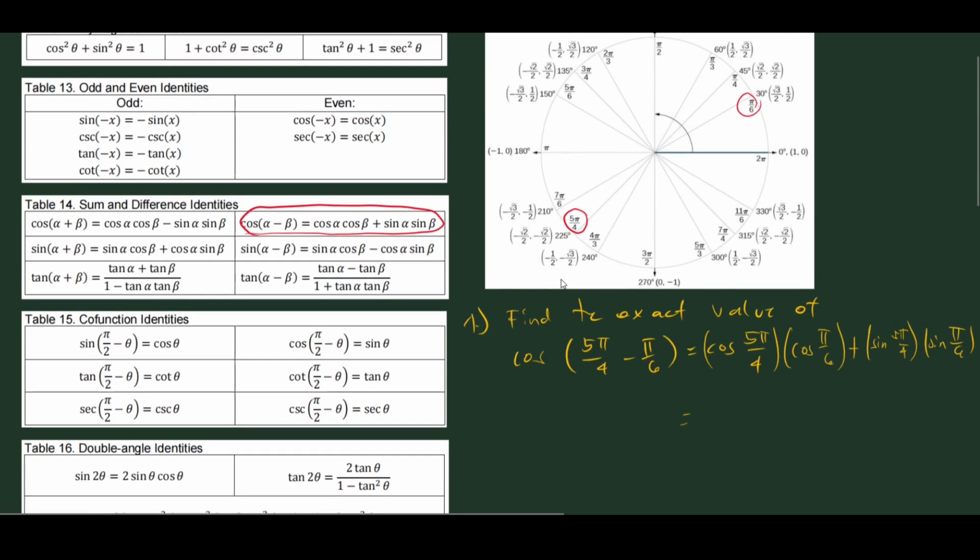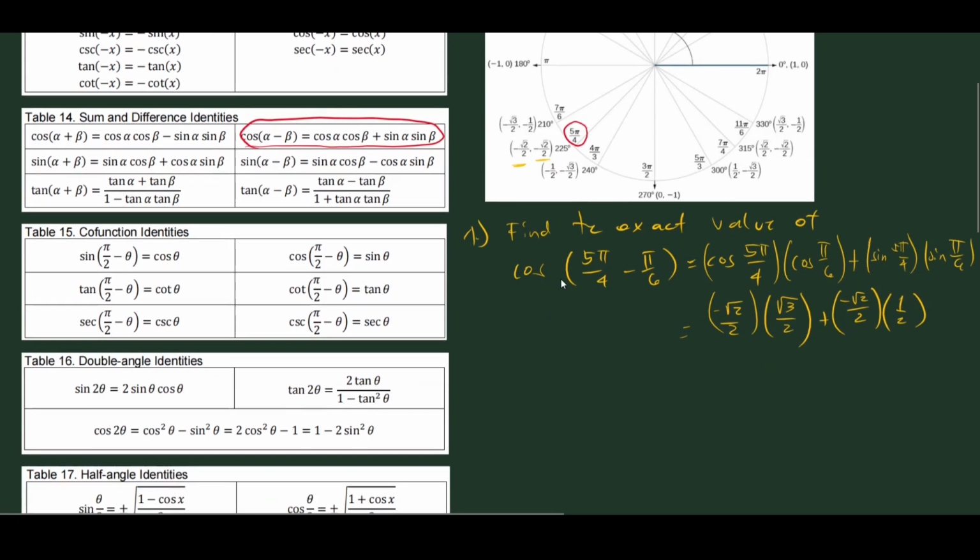If we take a look at our unit circle, we have here cosine of 5 pi over 4, and we know that the cosine is the x component, so we get negative square root of 2 all over 2. Then we multiply it by cosine pi over 6, which is square root of 3 all over 2. We then add that to sine 5 pi over 4. Sine is the y component, so we get negative square root of 2 over 2. And for sine pi over 6, we get 1 half.